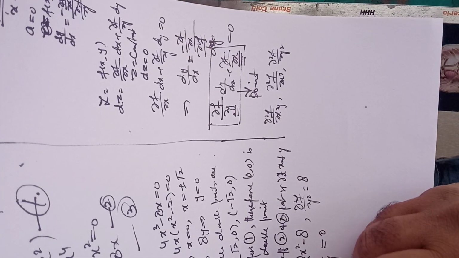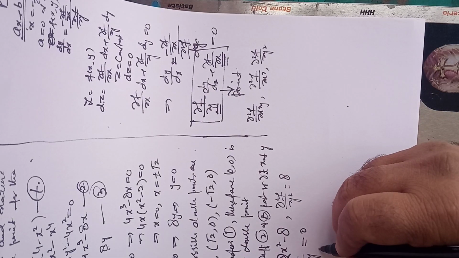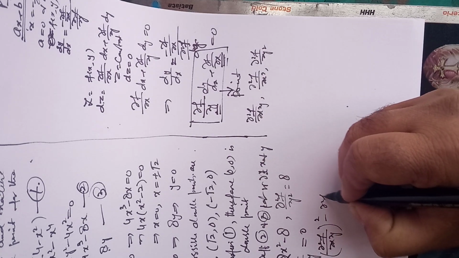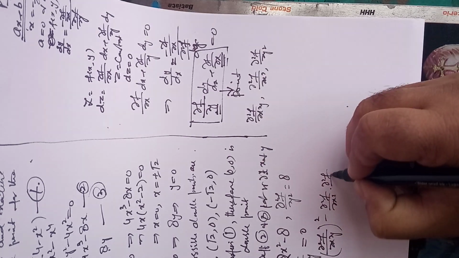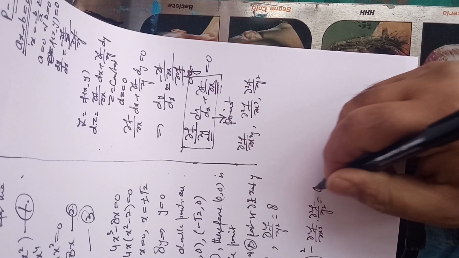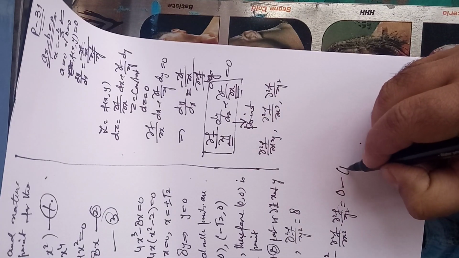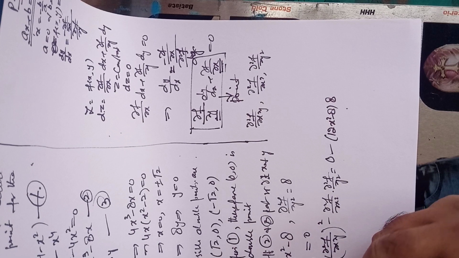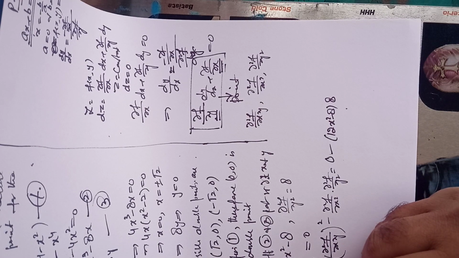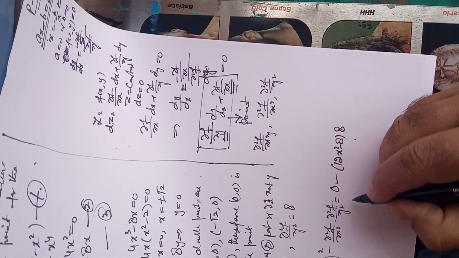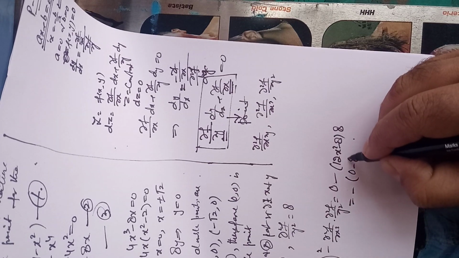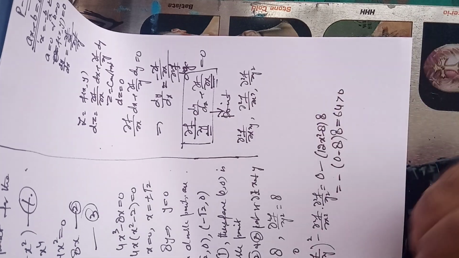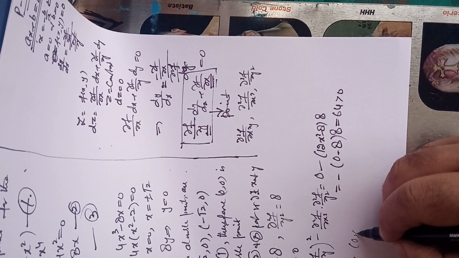Now to find the nature: (∂²f/∂x∂y)² − (∂²f/∂x²)(∂²f/∂y²) is equal to 0 minus (12x² − 8) and 8. You have to find the nature at the origin (0, 0), which is the only double point. So your x is 0, and this is minus, minus, plus 64, which is greater than 0. Thus (0, 0) is a node.